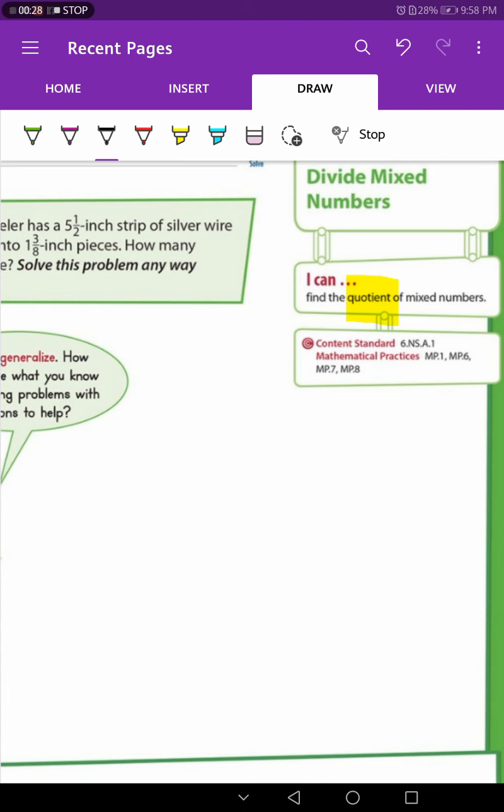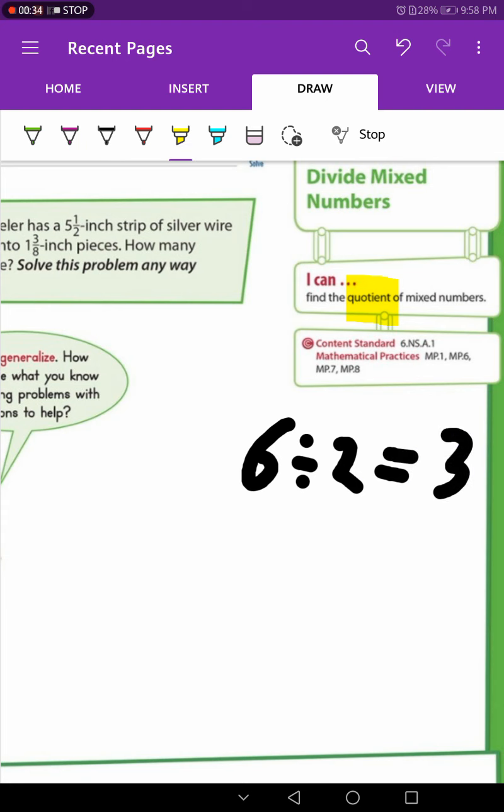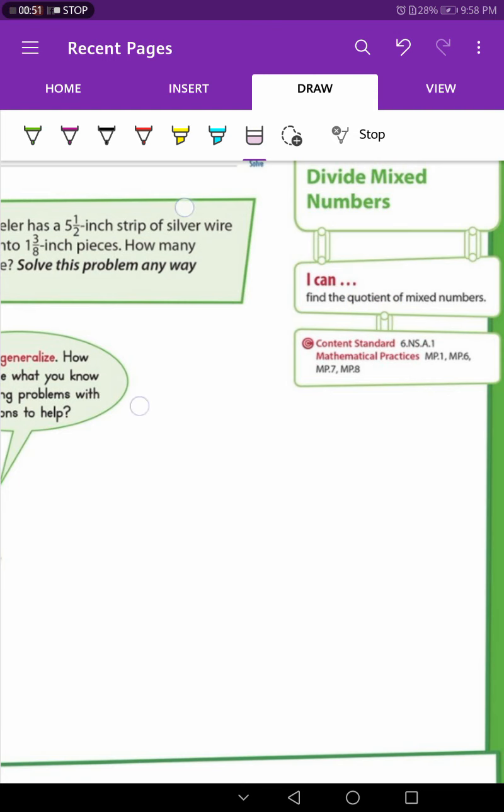For example, if I have 6 divided by 2, yes, it is equal to 3. So if I ask you about the quotient, you tell me it is 3. And by the way, we call this the divisor, yes, and this one the dividend. Okay, so the quotient is the answer of division.